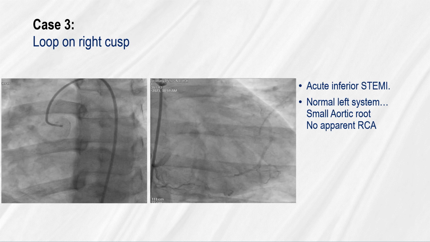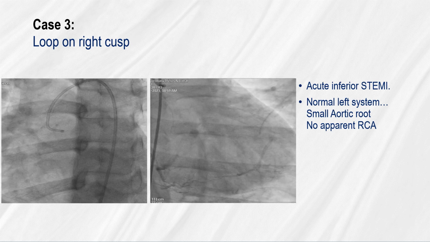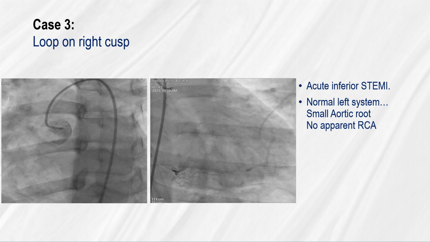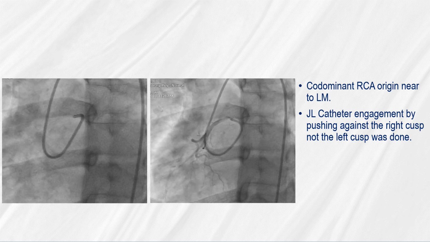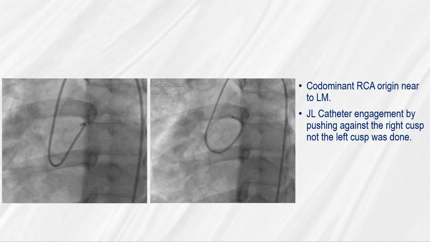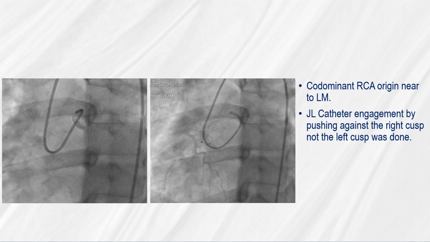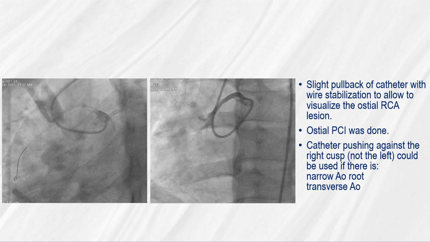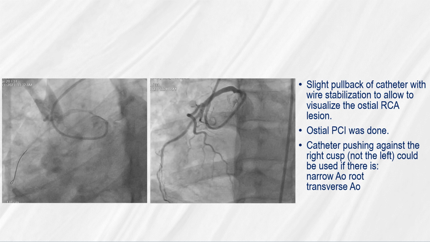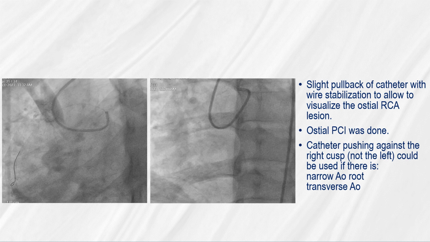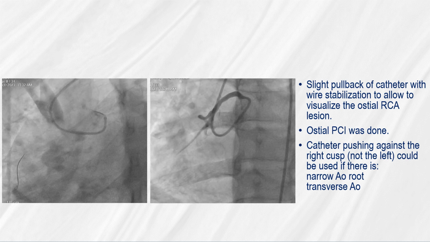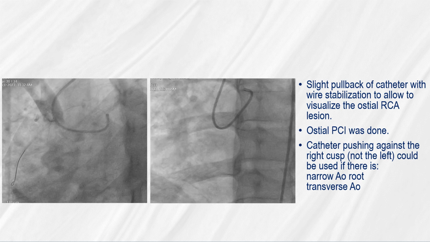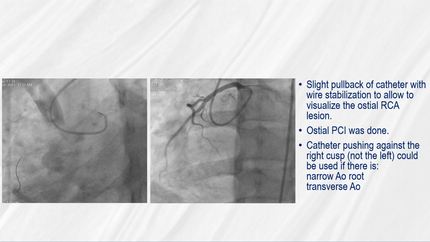In the third case, a loop on the right cusp, acute inferior STEMI, normal left system, small aortic root with no apparent RCA. Co-dominant RCA origin near the left main. Judkins left catheter engagement by pushing against the right cusp, not the left cusp, was done. This was followed by slight pullback of the catheter with wire stabilization to allow visualization of the ostial RCA lesion. Ostial PCI was done. Catheter pushing against the right cusp, not the left, could be used if there is a narrow aortic root or transverse aorta.